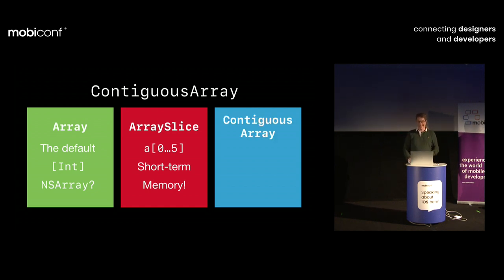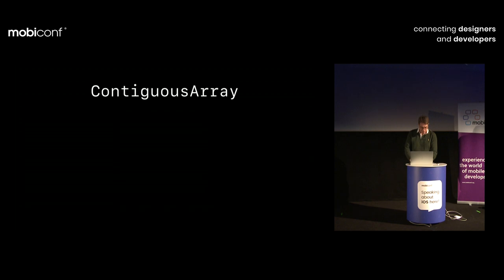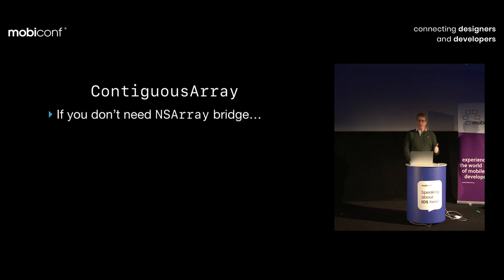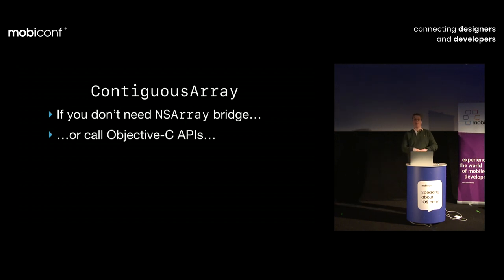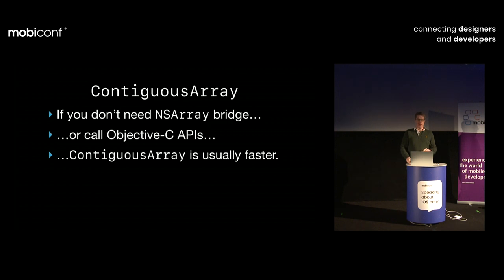The third type is contiguous array. This is the fastest of the three types. And in fact, the Swift devs describe it as giving you C-like performance. It's fast. So if you haven't got to bounce between NS array and Swift arrays regularly, or you aren't calling Objective-C APIs with your array, then you will find contiguous array is the best choice, particularly if you're using classes. It's faster for structs too, but particularly for classes.